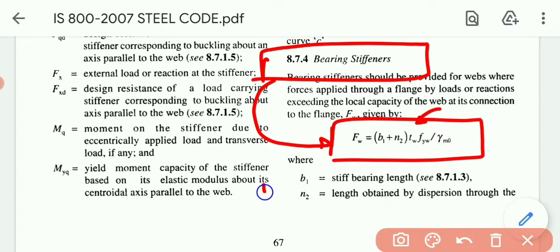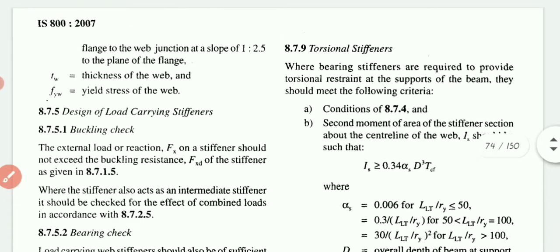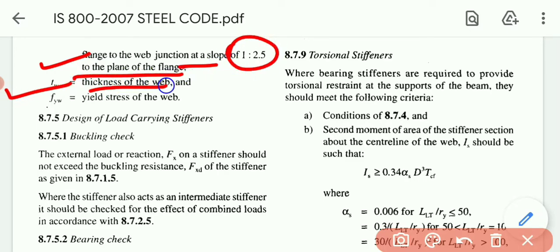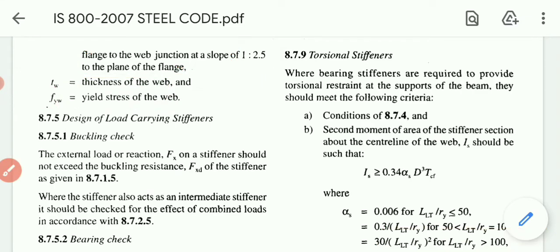Here, b1 is the stiff bearing length, which, as we discussed in the previous step, is always 0. n2 is the length obtained by dispersion through the flange to the web junction at a slope of 1 in 2.5 to the plane of the flange. Then tw is the thickness of the web and fyw is the yield stress. So we have all the data. Let's go to the material and solve the sum.